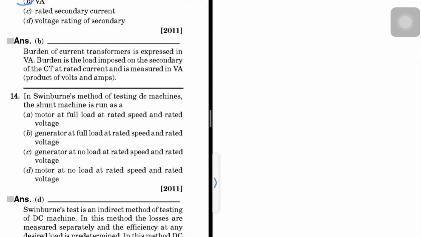Now coming to the 14th question, this is the Swinburne test, right? Generally, the Swinburne test is applied on motors. Out of the given options, only option A and option D are motors, so option B and option C can be eliminated. Generally, the Swinburne test is a no load test. It cannot be applied on the series motor because series motors never run at no load, right?